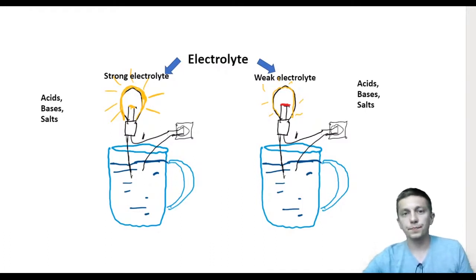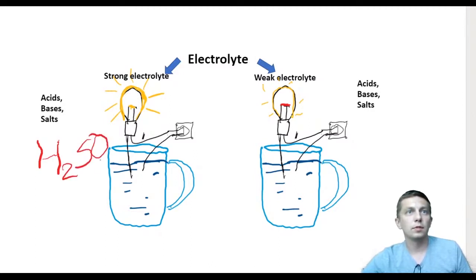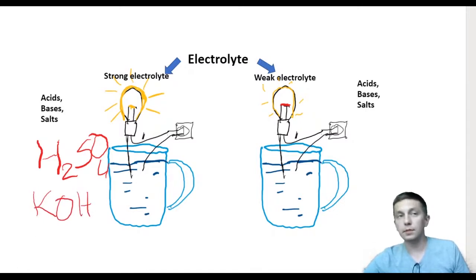And if we look at strong electrolytes, typically it's mineral acid. For example, my favorite acid is sulfuric acid, H2SO4. If we're talking about bases, it's compounds with OH groups of the first or second group, KOH, for example, potassium hydroxide, and salt, for example, NaCl, kitchen salt. These are all strong electrolyte compounds.